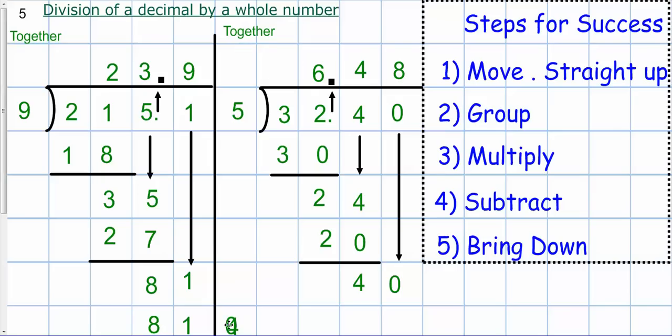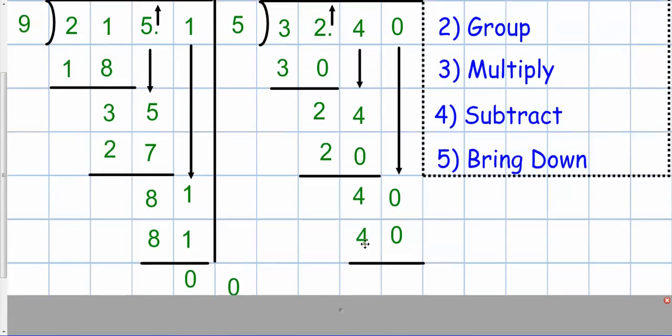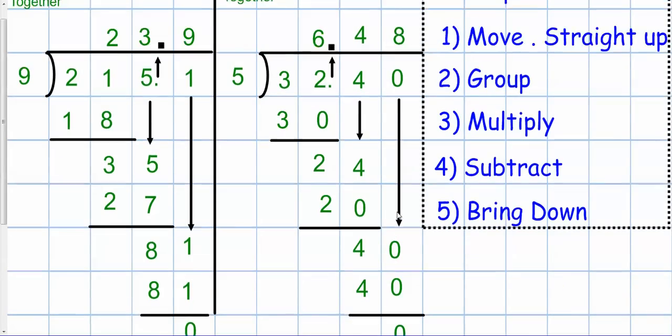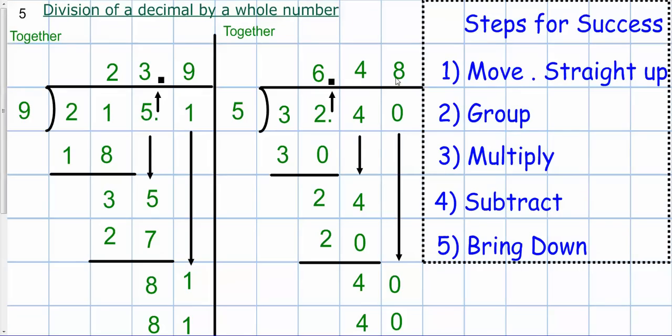Group, multiply, 8 times 5 is 40, and then subtract. And then it comes out even. So my answer is 6 and 48 hundredths.